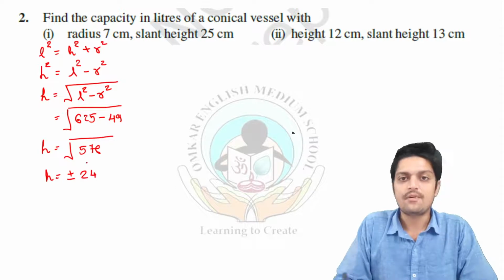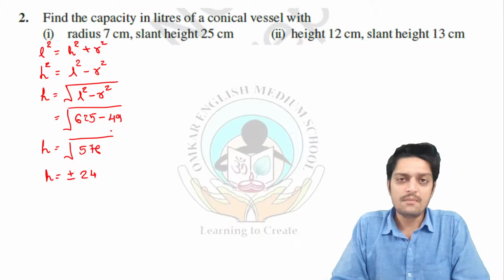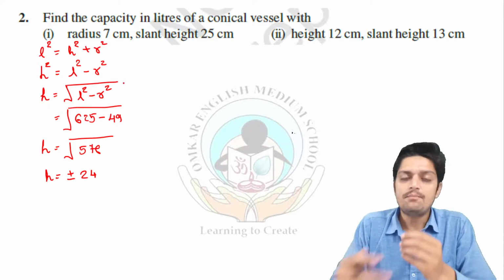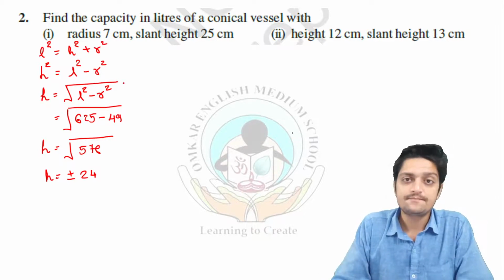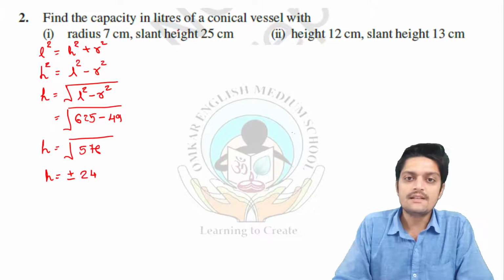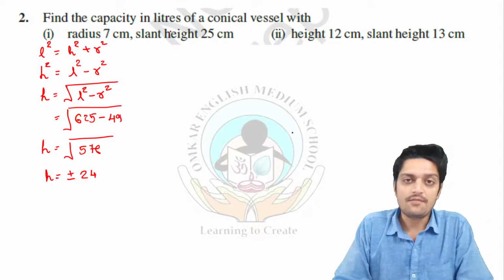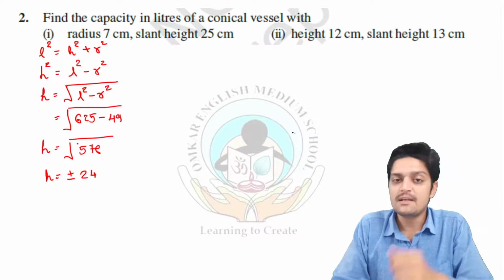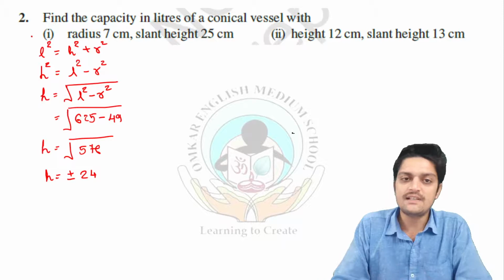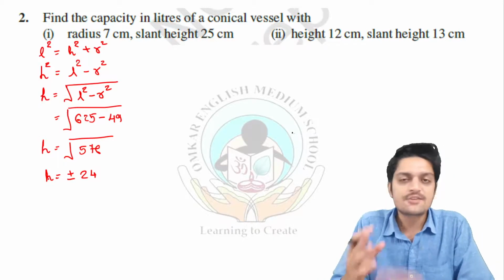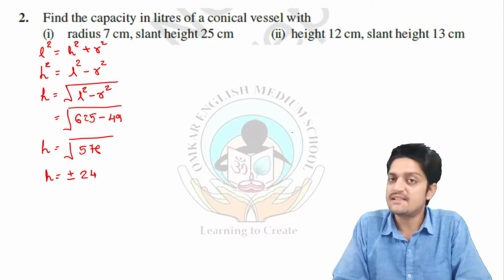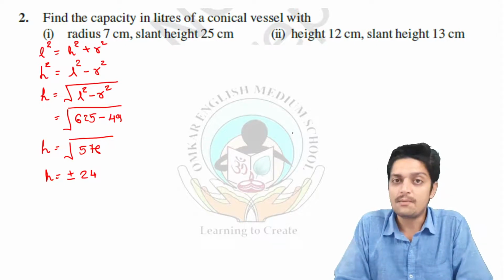minus 24. Otherwise, if you remember, next year Pythagorean triplets will come, so some triplets you have to memorize. That is 24, 7 and 25. One triplet is 24, 7, 25. If this is 25 and 7, then which one remains? That is 24 only. So without these calculations, steps can be saved, almost 1 minute can be saved if you know Pythagorean triplets.